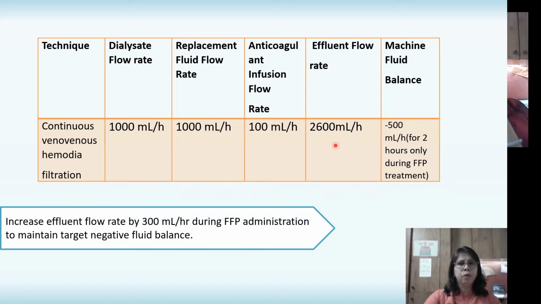And the effluent flow rate is now 2600 ml per hour, which means a negative balance of 500 ml. But now we are adding to this 600 ml of additional fresh frozen plasma per hour, only for 2 hours. And therefore, for these 2 hours, it is essential to increase the effluent flow rate by 300 ml per hour so that we are able to maintain the target negative fluid balance that we desire.